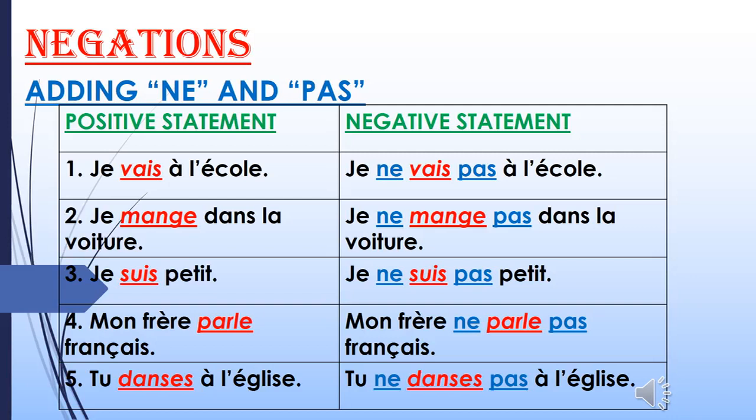To dance à l'église. That's point number 5. You dance at church. So the verb is dance. In the negative statement, we put ne and pas around the verb. So we have tu ne danses pas à l'église. You do not dance at church. So here the verb is dance. So ne, then the verb, then the pas. Then we are done. Thank you. Merci beaucoup.